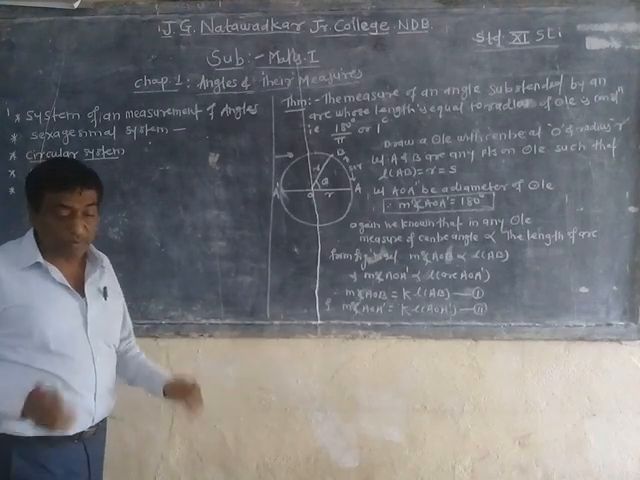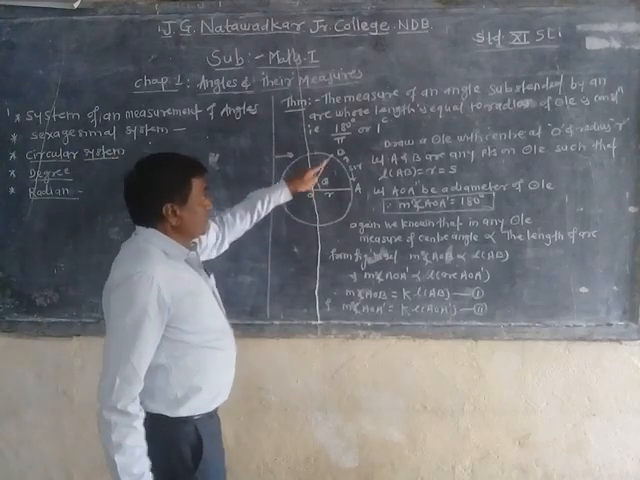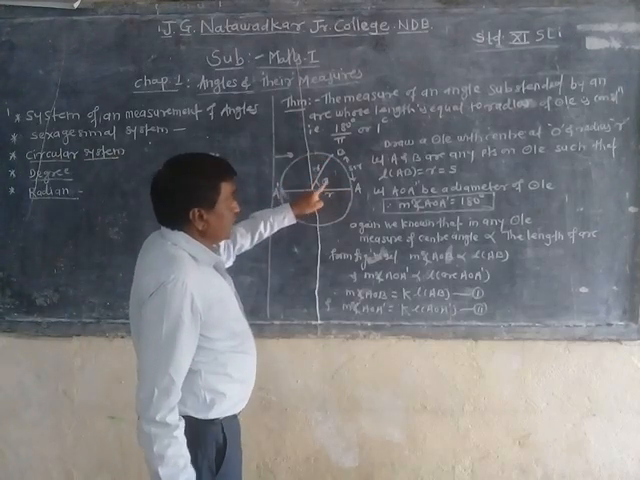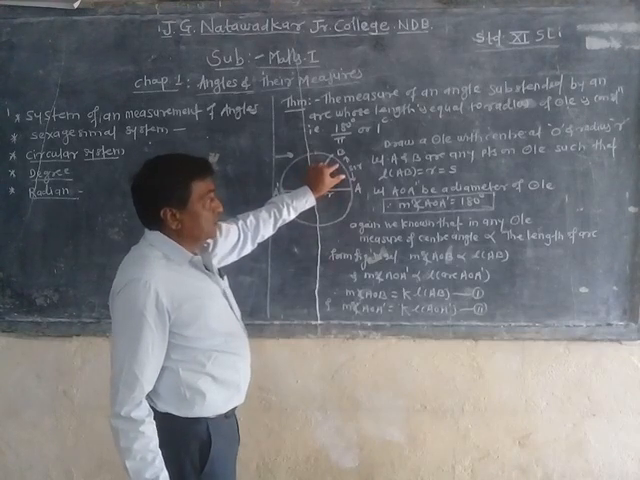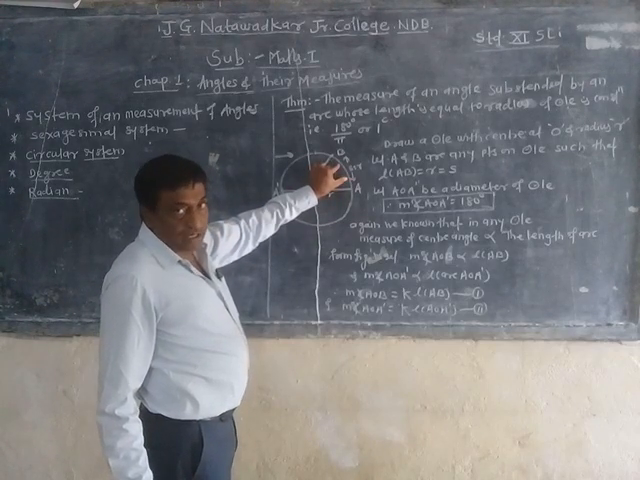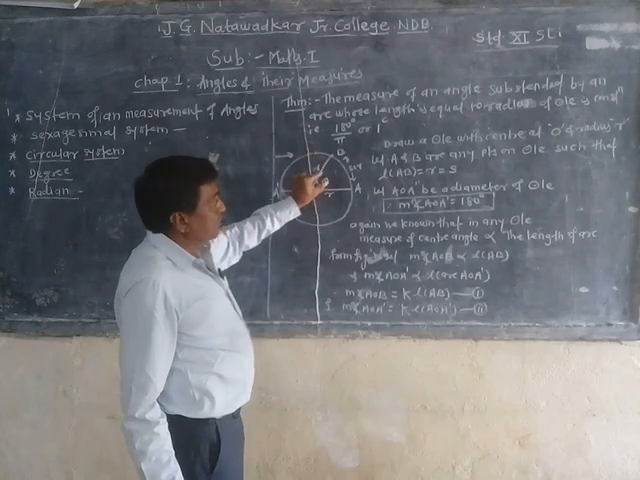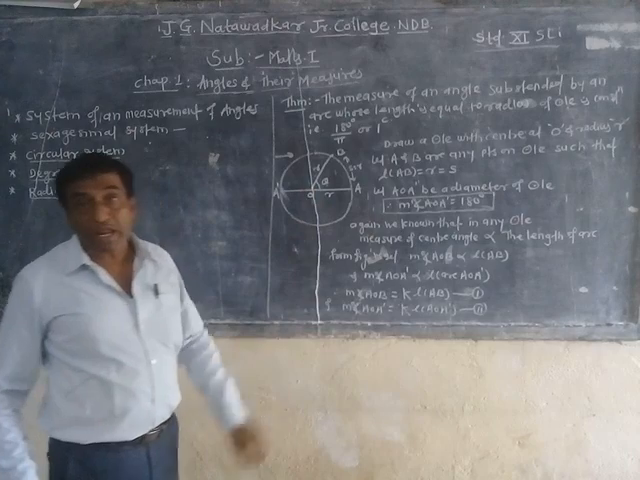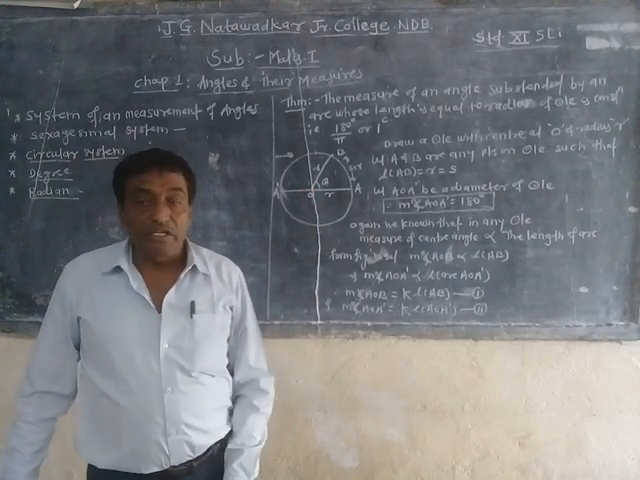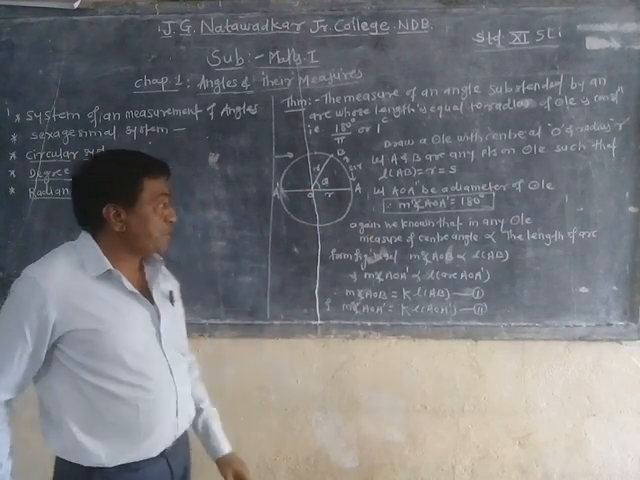Again, we know some relation. See that this is the central angle and this is its corresponding arc length. If you increase this angle, then naturally the arc length also increases. If you decrease the angle, then the arc length also decreases. So the relation between the measure of an angle and the arc length is directly proportional. And so that's why I will write here.